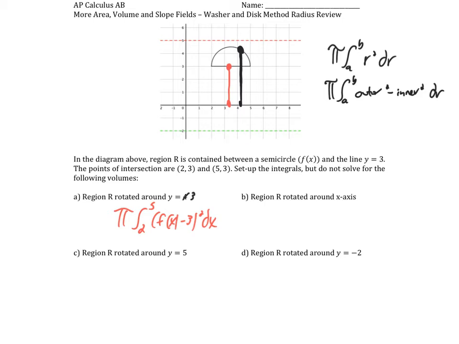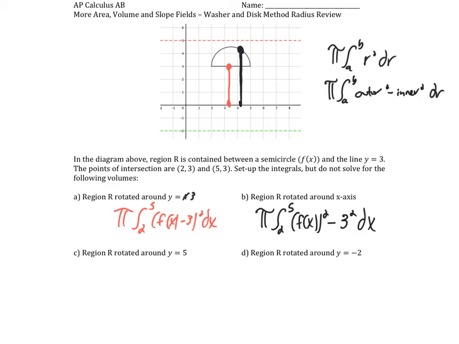So in this case, we're going to be pi times the integral from the bounds 2 to 5 of your outer radius, which in this case is f of x, but notice this is f of x squared, minus the inner radius squared, which is 3, so minus 3 squared dx. So what we're really doing is subtracting the volume of the outer bounds minus the volume of the inner bounds. And again, the slice would look very much like a donut.